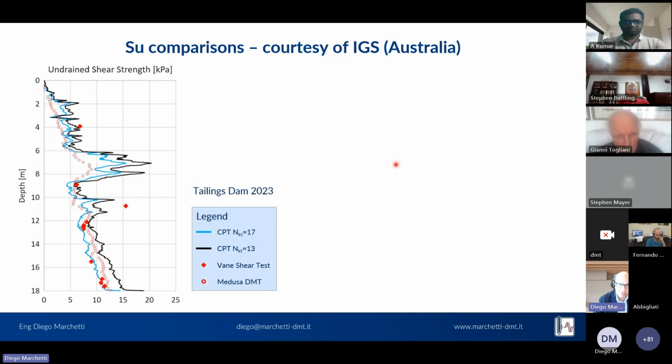Now, thanks to the courtesy of IGS in Australia, I have additional and much more recent comparisons. This is undrained shear strength in tailings dams in 2023. You see the red circles are the DMT tests compared with the vane tests, which are the red diamonds, showing excellent agreement with the DMT, and the CPT. It was possible to tune the NKT parameter between 13 and 17 to match the DMT and the vane test.